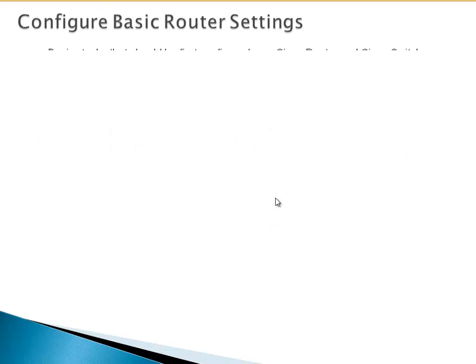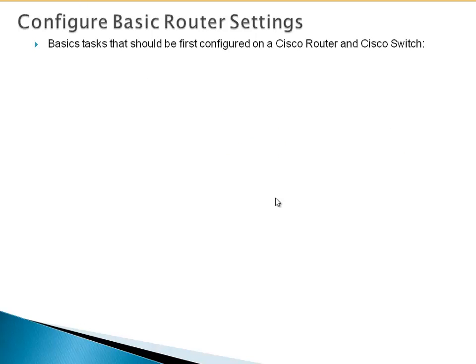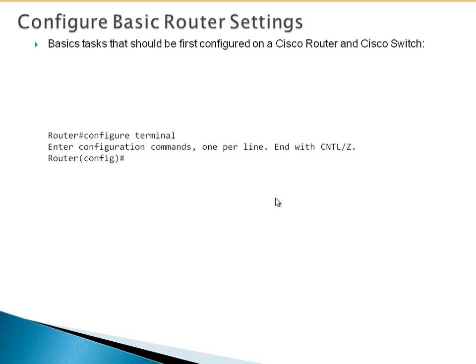To configure basic router settings, these are basic tasks that should be configured on the Cisco router and Cisco switch. The basic configuration, very important configuration, is the same for the switches and for the routers. So first thing, we have to go to the global configuration mode. Any configuration that we do in this mode will take effect globally on the router. One global configuration would be the hostname.